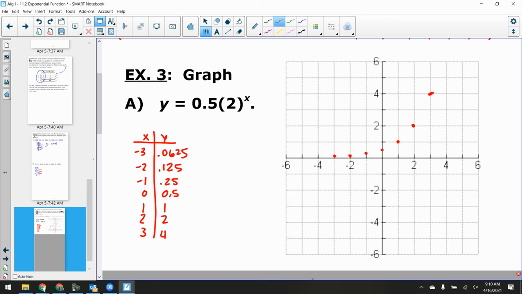Do you see the exponential growth? You see how it's not a straight line? It's going to curve up and continue in that pattern. Will it cross below the x-axis? No. It will stay above the x-axis. It's just going to keep getting smaller and smaller and smaller.